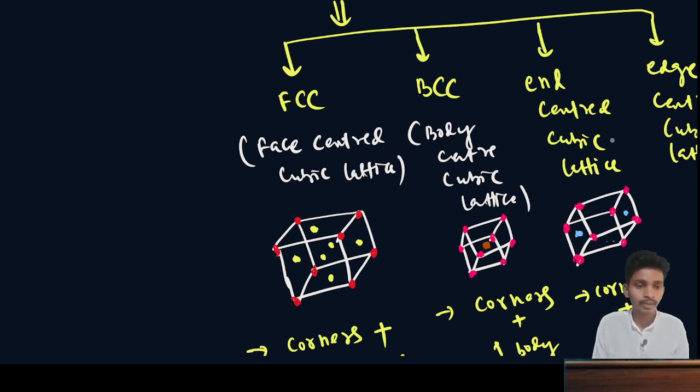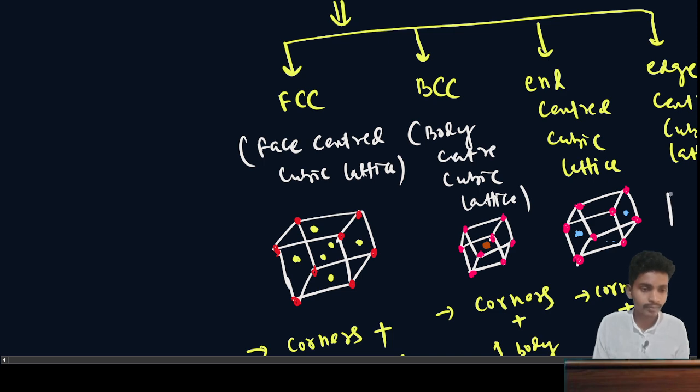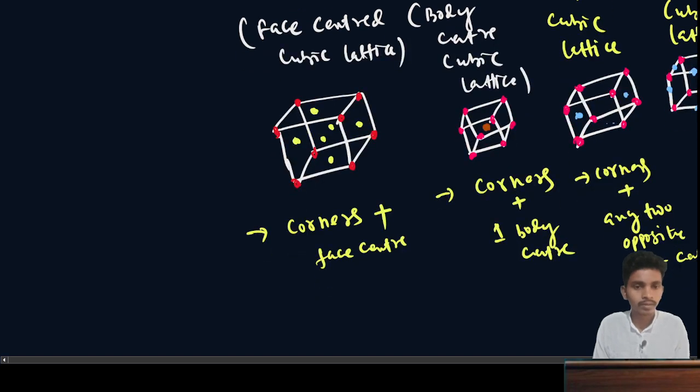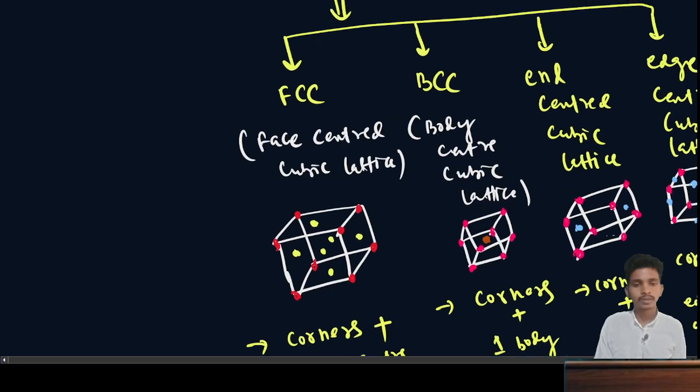And for edge centered cubic lattice, although this does not exist, it is a hypothetical lattice. Let's say all the corners plus every edge center, at the edge centers lattice points are there. So here corners plus edge center.